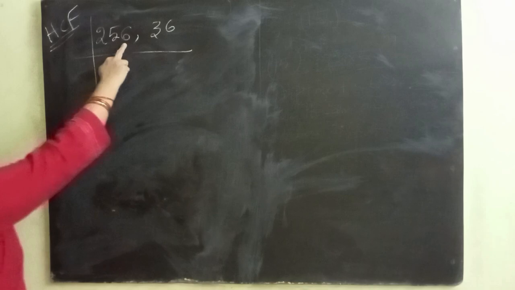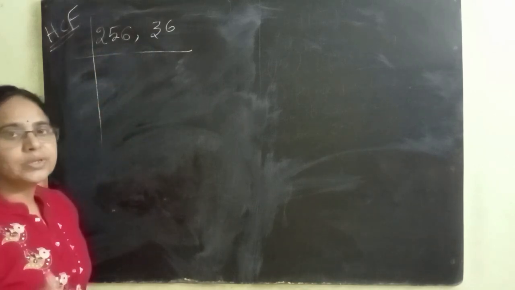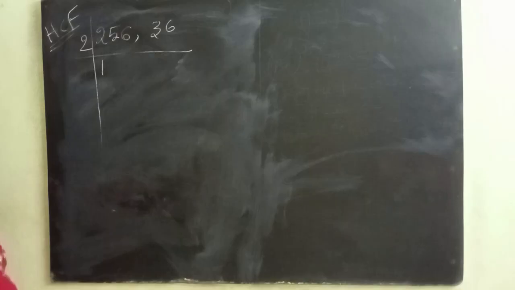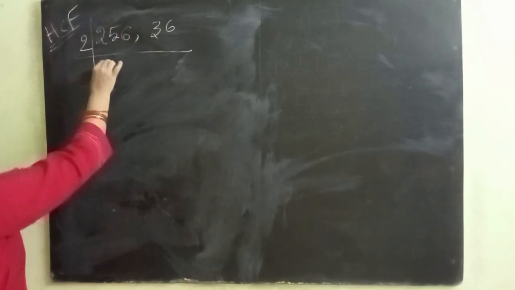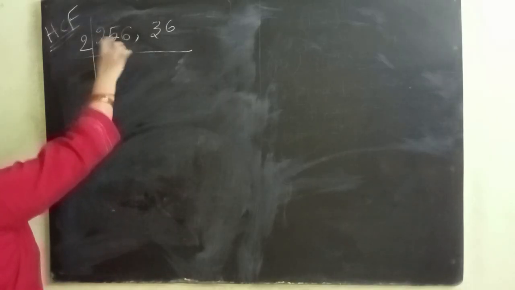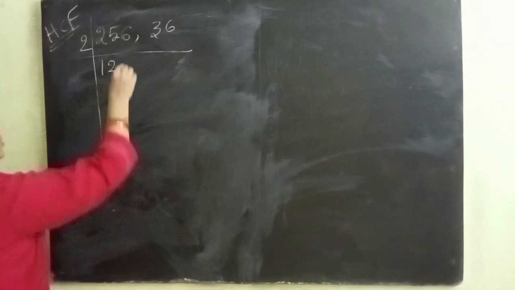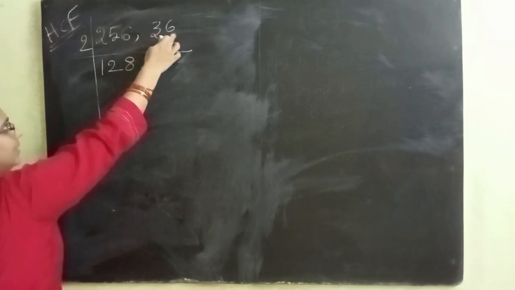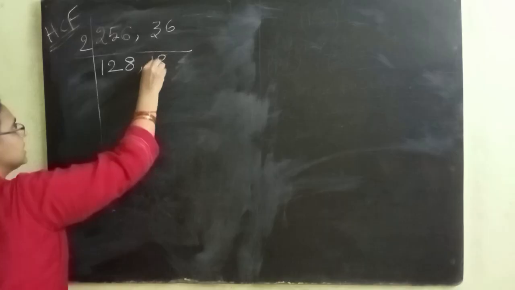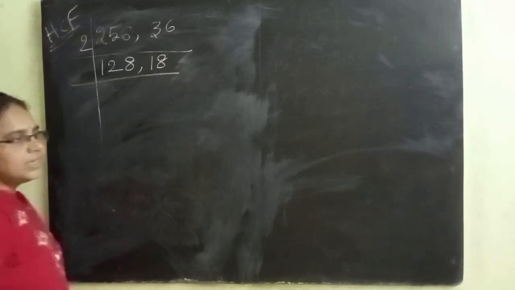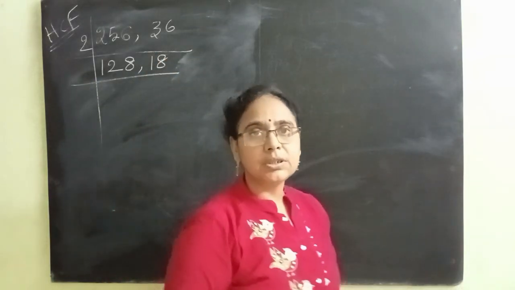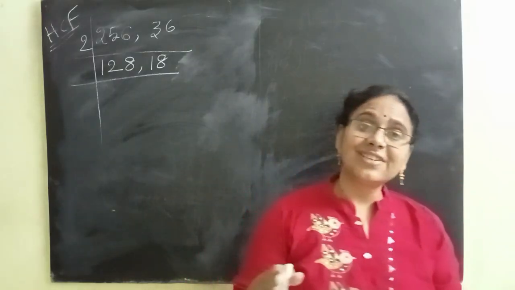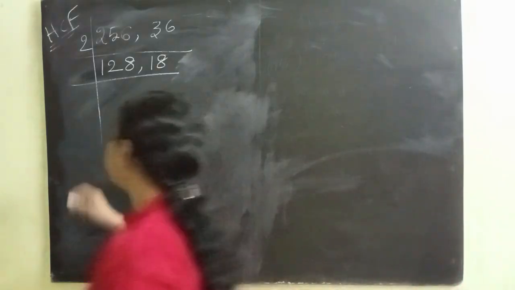It's clear. Unit digits are even numbers, so it is divisible by 2. 2 ones are 2. 2 twos are 4. 1 is remainder, 1 after 6 is 16. 2 eights are 16. 2 ones are 2, 1 is remainder. After that 6, 18. Are these two divisible by any of the tables? Again it's clear. Unit digits are even numbers, so it is divisible by 2. How many times?